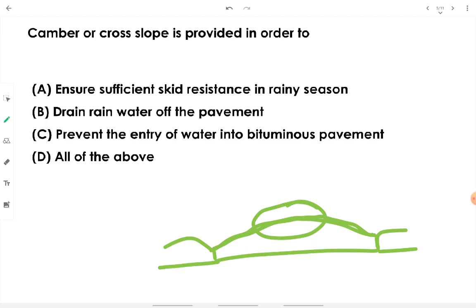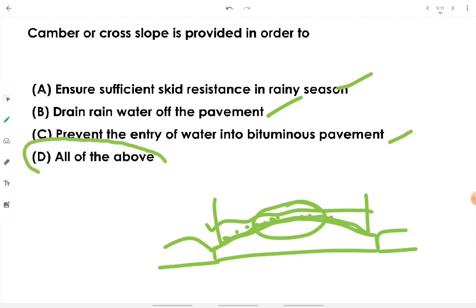What will happen in rainy season? The water will be on the surface and the water will get drained off the pavement. That's why cross slope or camber helps the skid resistance in rainy season by draining the water off the pavement. It also prevents the entry of water into the bituminous pavement. Since no water will be stagnant on the surface of the road, how will it get an opportunity to penetrate into the bituminous pavement? It won't. That's why it prevents the entry of water into bituminous pavement. Therefore, this is the purpose of providing a camber or cross slope, a slope across the cross section.